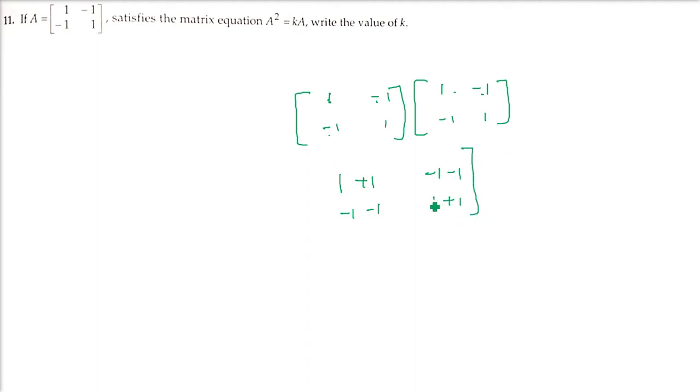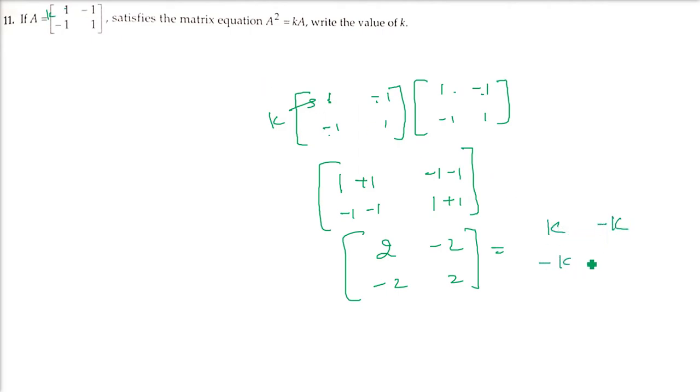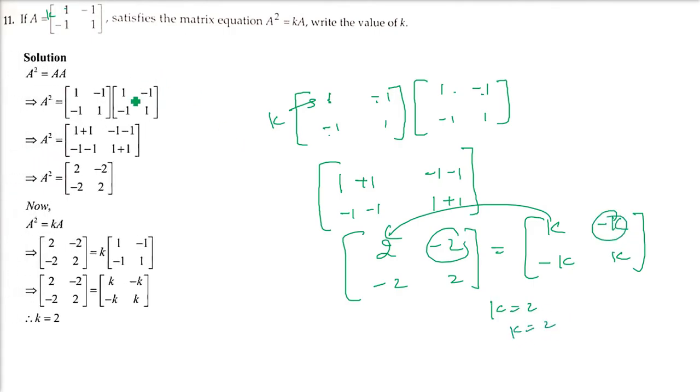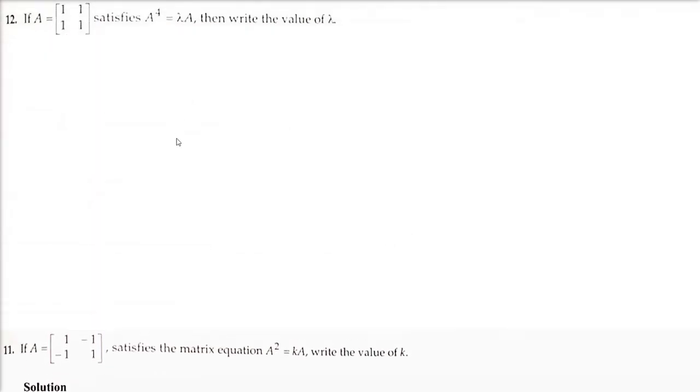So what do you get? You get 2 everywhere with the same signs as in the A. So this is equal to K into A. Now multiply every element of A with K. So what do you get? Wherever 1 is there, just replace it by K. So K minus K plus K. Whichever you equate, it will come down to K is equal to 2 only. So K both ways, K equals 2. This is how you have to actually do it, step by step. Write all these things.